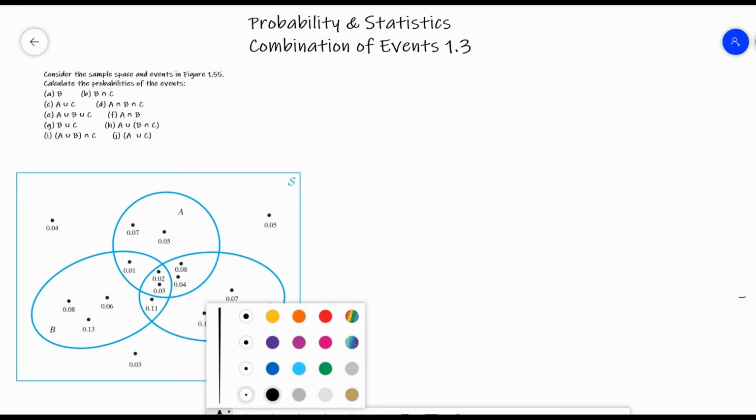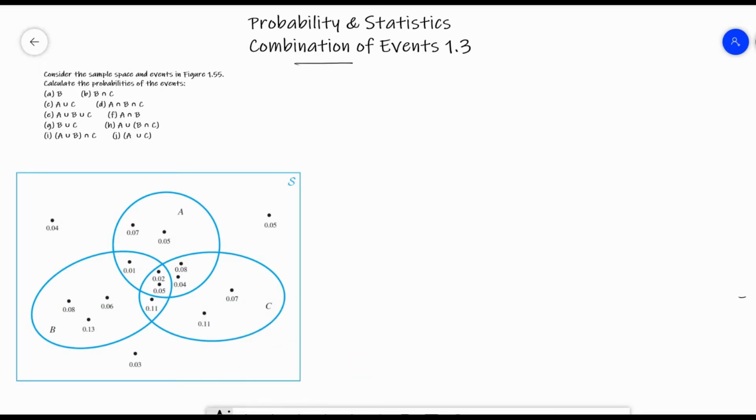In today's video, we are going to practice one problem from the topic combination of events, and we are given the following one. So this is our sample space and we have the three events A, B and C. And we have these 3 points outside of our events A, B and C but inside the sample space. Now let us start with number A.